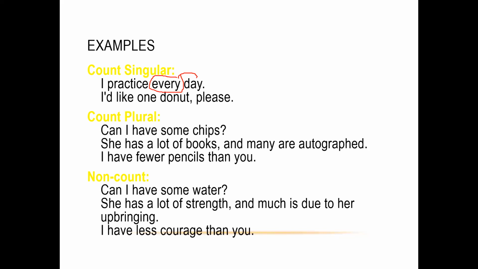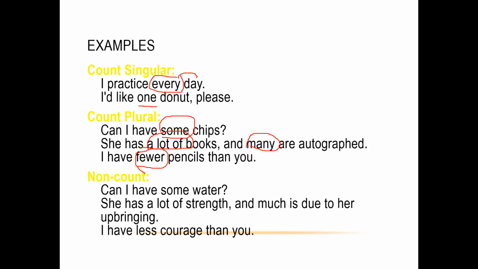I'd like one donut, please. One. You can definitely identify the number of donuts, and it's just one. Okay, so that's how we use count singular. It's easy, right? Simple. Pwede siyang ma-count. Count plural naman, it means more than one, kasi nga plural. So it can either be some chips, a lot of, many, fewer. Okay?